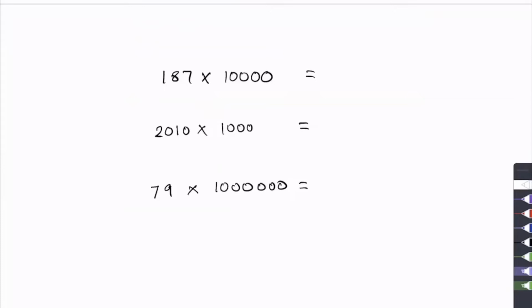Okay, I hope you found that fairly simple. So the answer for the first one is 187, and we have four zeros after that, so it's 1, 2, 3, 4. The second one is 2010, and we have 3 zeros, so we just attach those to the end. And the last one is 79, and we have 6 zeros, making it 79 million.